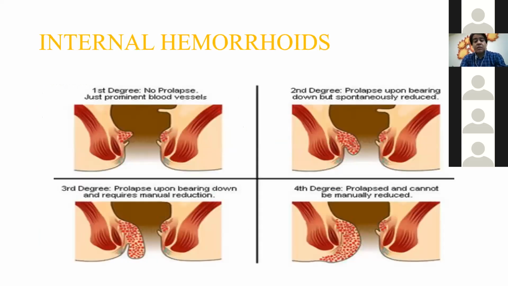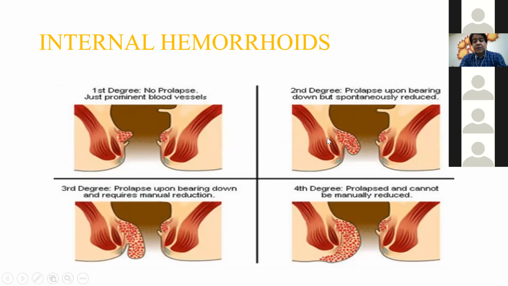I have this diagrammatical presentation of this internal hemorrhoid. Look at this. This is the dentate line. Proximal to this is the hemorrhoid. In the first degree, patients usually complain of painless bleeding, no prolapse at all in the first degree.